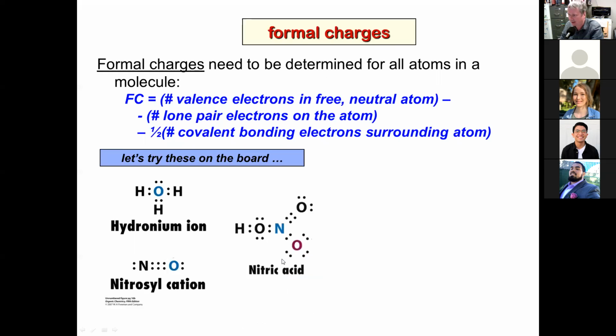Okay. Nitric acid. This oxygen will be neutral. Nitrogen, let's do the nitrogen. Nitrogen is 5. There's no non-bonding electrons. So 5 minus 0 minus 1/2 of the bonding electrons. So it's 5 minus, we have 1, 2, 3, 4, 5, 6, 7, 8, so 5 minus 4. What's 5 minus 4? It's positive. So nitrogen is positive, right? This oxygen is 6 minus 4 minus 1/2 of the bonding electrons, which is 2. So 6 minus 4 minus 2 is neutral, right? And this one will be negative. So it's 6 minus 6 is 0, minus 1, 1/2 the covalent bonding electrons.